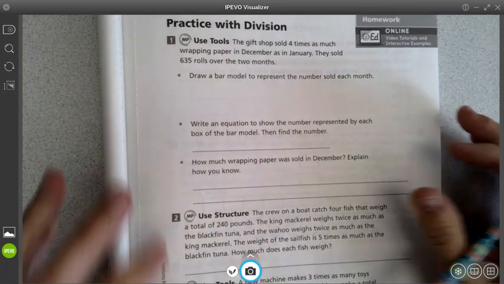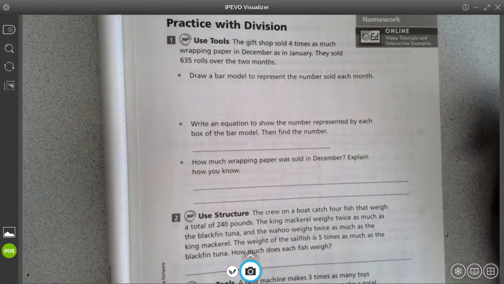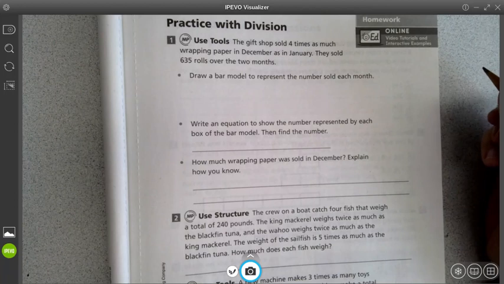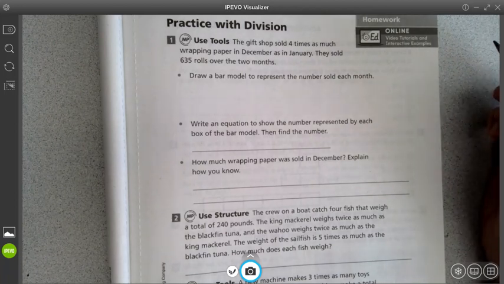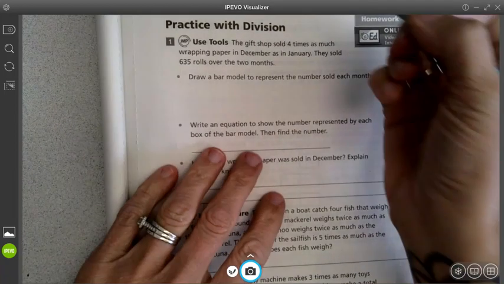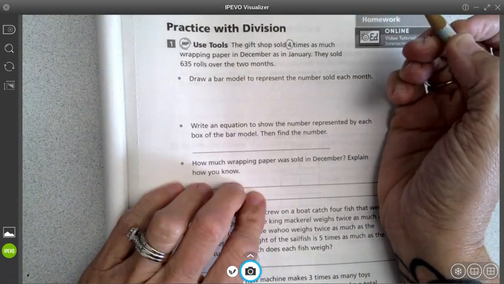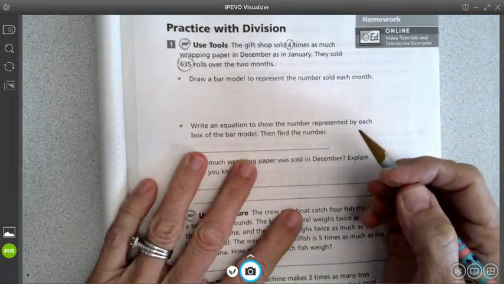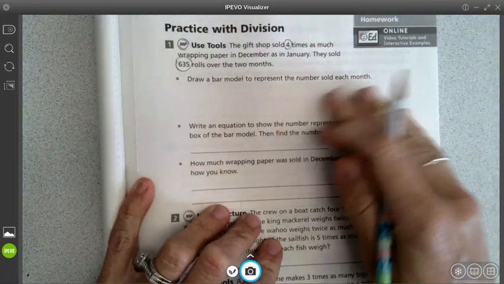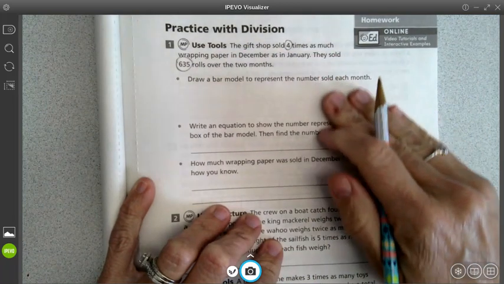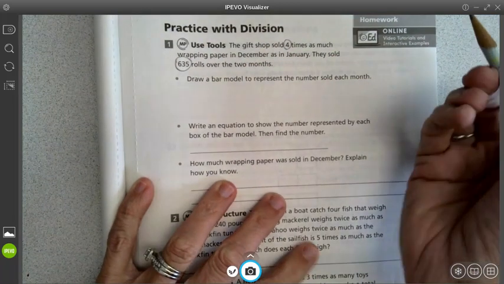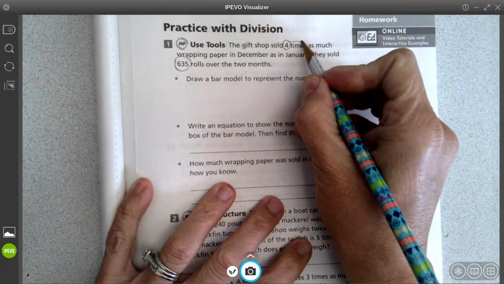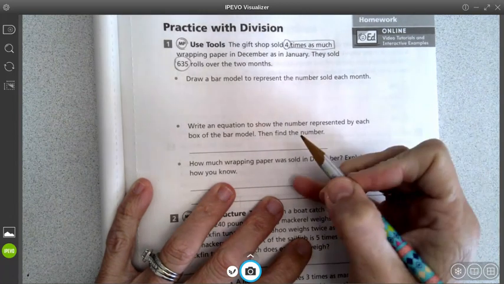The gift shop sold 4 times as much wrapping paper in December as in January. They sold 635 rolls over the 2 months. So just like we did in class today, we're going to draw some bar models. As you can see, we have 4 here. We have 635. The question is down here later, but within this situation with this gift shop, we have 4 times as much. That's important.